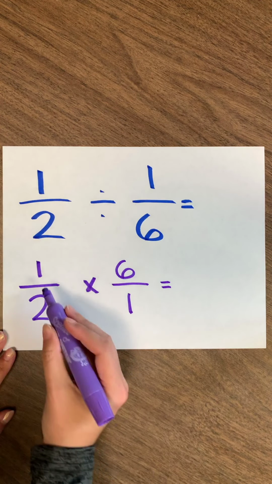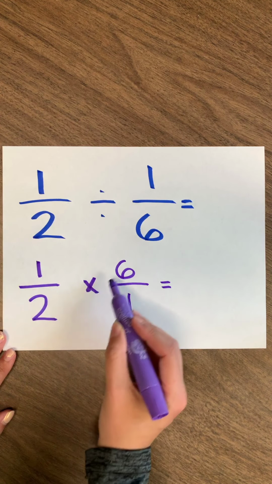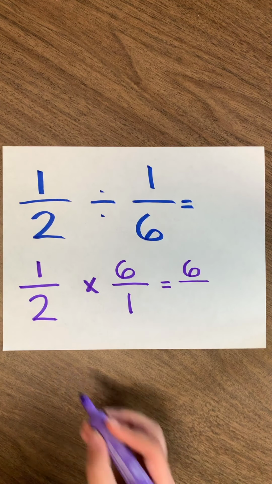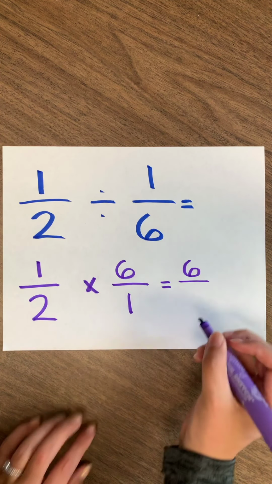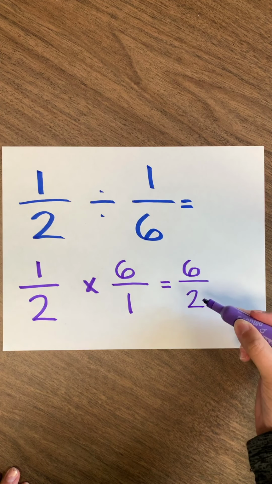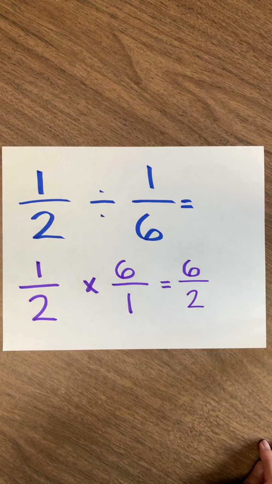Now we have a fraction being multiplied by a fraction. So we start by multiplying the numerators. 1 times 6, which is 6. And then we multiply the denominators. 2 times 1, which is 2. And we end up with 6/2. That's improper. I hope you caught that. So we have one more final step, which is to make it GLAD.